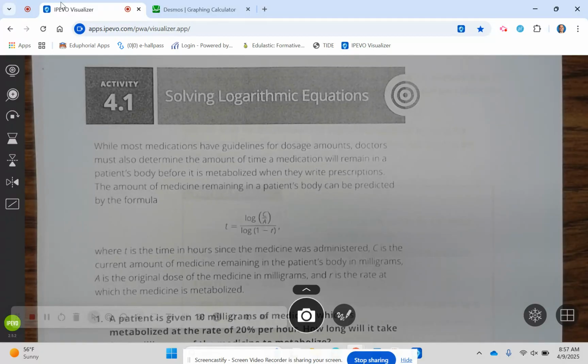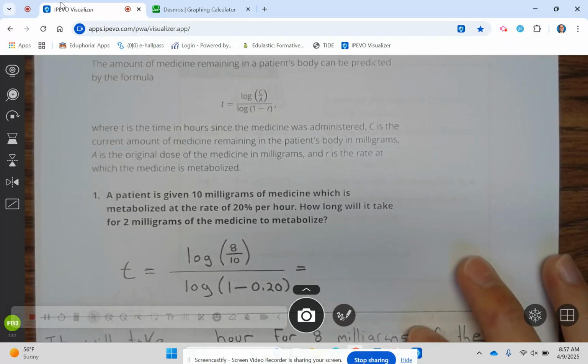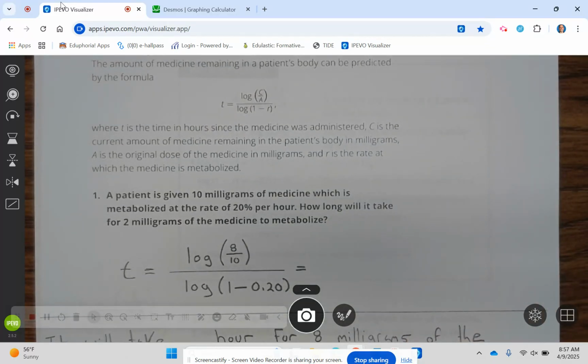4.1. Solving logarithmic equations. While most medications have guidelines for dosage amounts, doctors must also determine the amount of time a medication will remain in a patient's body before it metabolizes. When they write prescriptions, the amount of medicine remaining in a patient's body can be predicted by the formula, where T is time in hours since the medicine was administered, C is the current amount of medicine remaining in the patient's body in milligrams, A is the original dose of the medicine in milligrams, and R is the rate at which the medicine is metabolized.